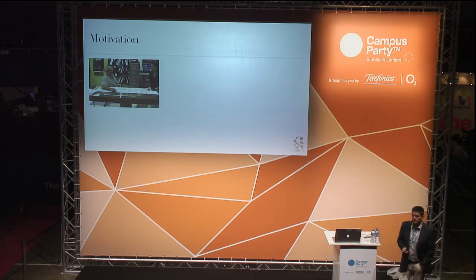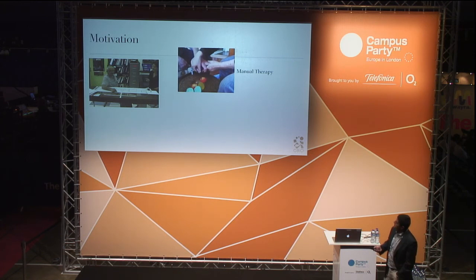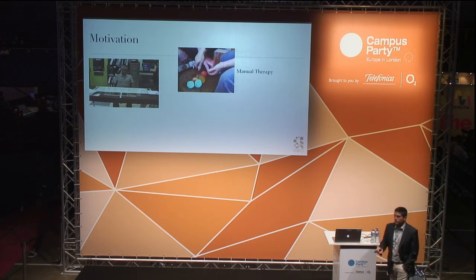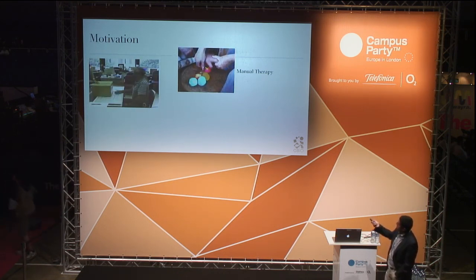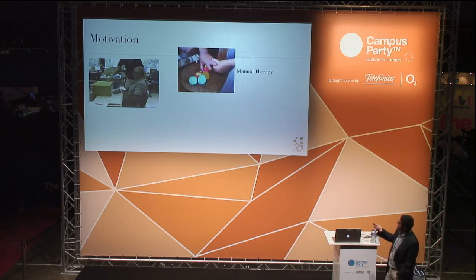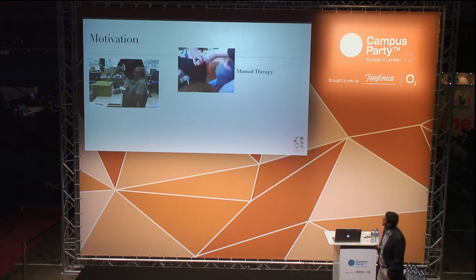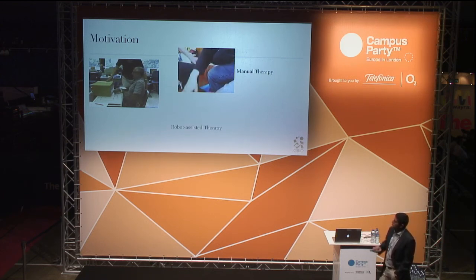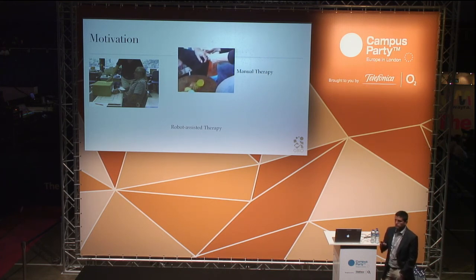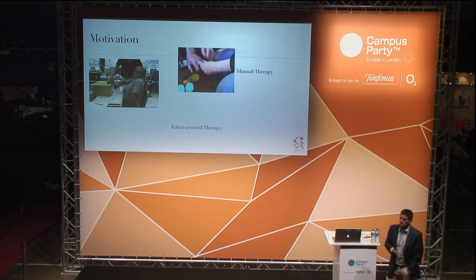So what is done currently with these people is to apply manual therapy. Basically, what physiotherapists and occupational therapists do is try to retrain these people to perform the different motions that are handicapped. In this particular case, the physiotherapist is trying to help this guy to relearn reaching and grasping operations. So the idea is to have what we call robot-assisted therapy, in which we use robots to help humans in this therapy.